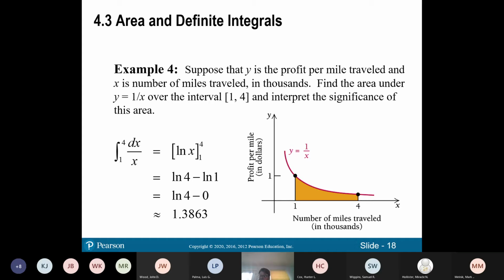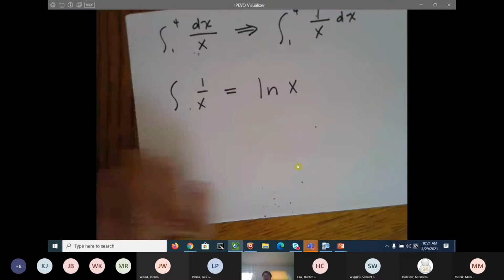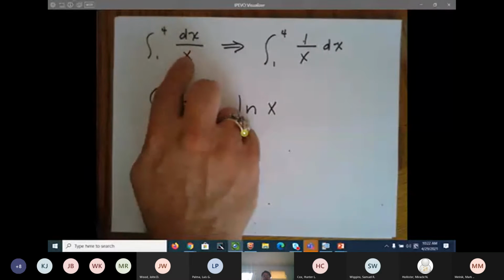First of all, always write 1/4 dx over x. You want to rewrite that as 1/4 times 1 over x dx. And the antiderivative of 1 over x is equal to the natural log of x. Those two things you need to write down, and you need to kind of put it to memory right there. Because when you see something written like that, it's not going to register.